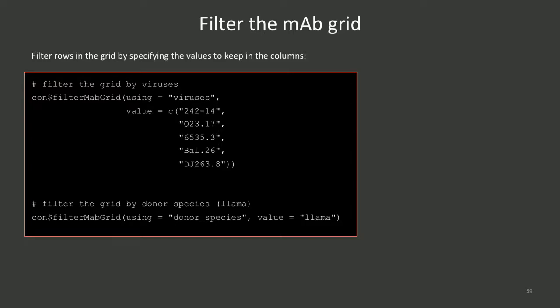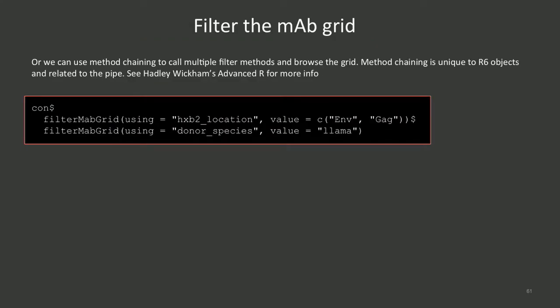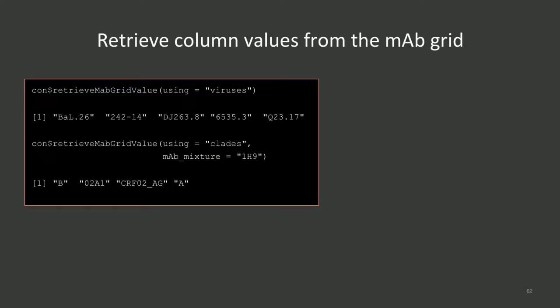Once you know what column you want to filter on, you just call that column, and then send it a character vector of the items that you want. You can do the same thing with any of the other columns. Once you run that filter, you call the grid again, and you can see your filtered grid. You can also chain those filters, so this is really cool. Call your connection, call filter MAB grid for this item, call filter MAB grid for the next item, and you can filter it in a really succinct way.